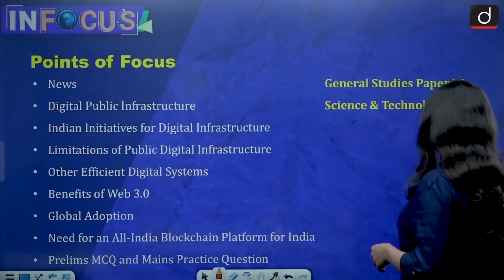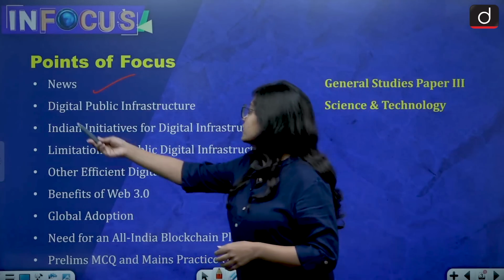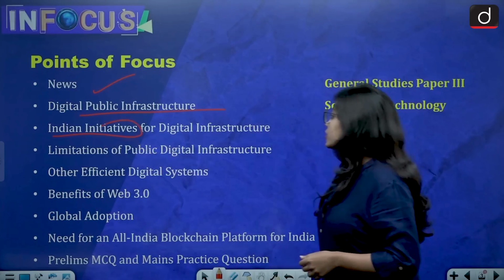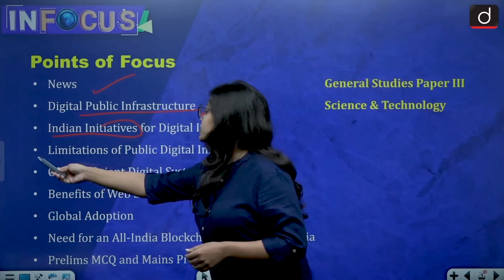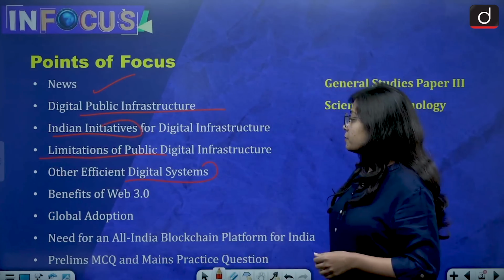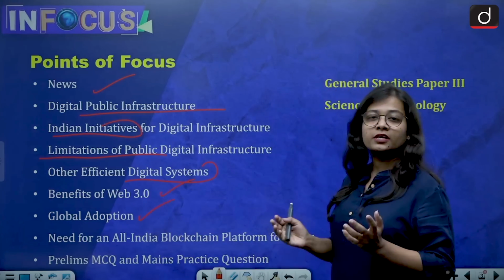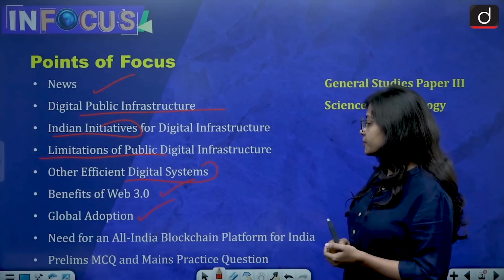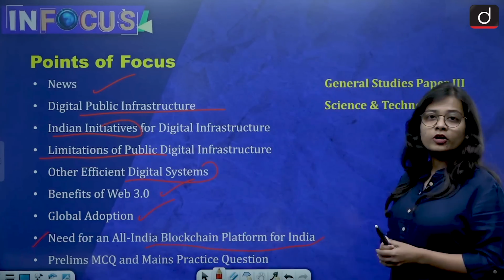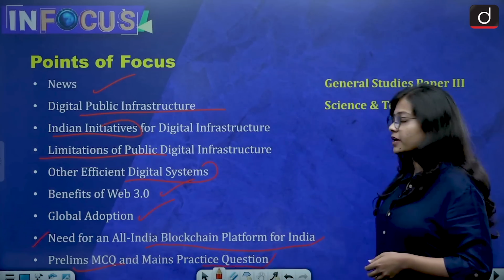So first, let's look at the timeline of the video. First, we will be looking at what is the news, then what is digital public infrastructure, then the Indian initiatives for digital infrastructure, then the limitations of public digital infrastructure, other efficient digital systems, benefits of Web 3.0, and global adoption that has been taken around the world regarding blockchain technology. Then, what is the need for an all India blockchain platform for India? Then in the end, we will be looking into a prelims MCQ and a mains practice question.